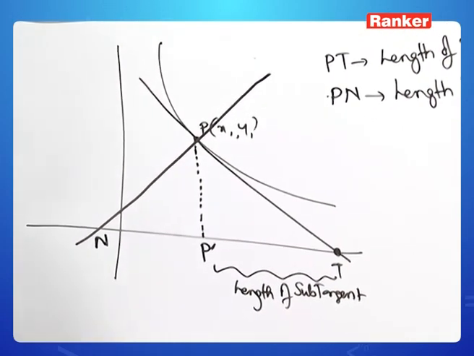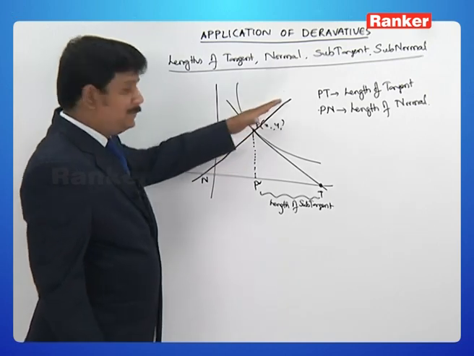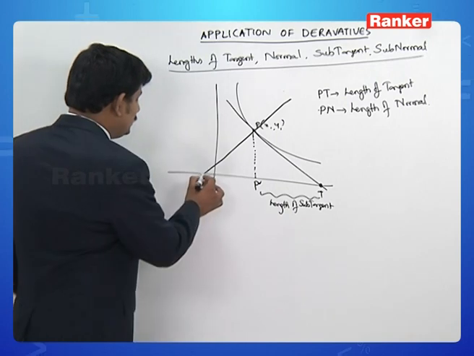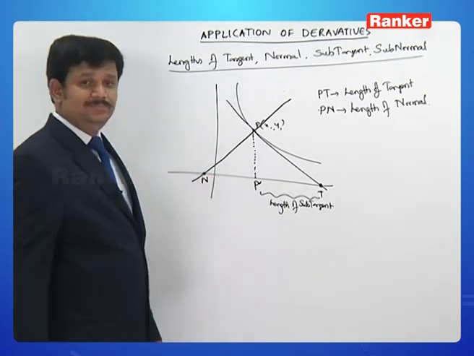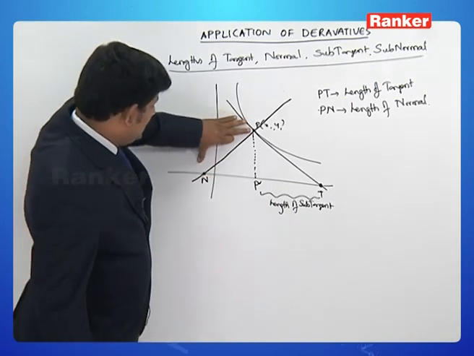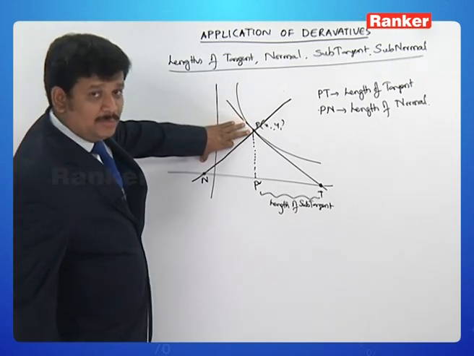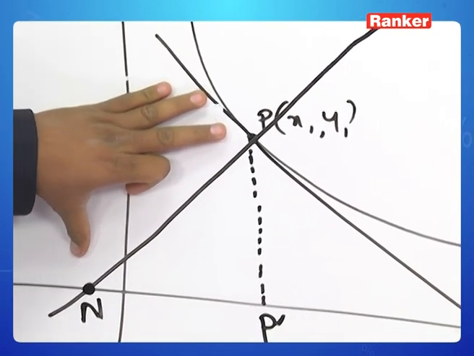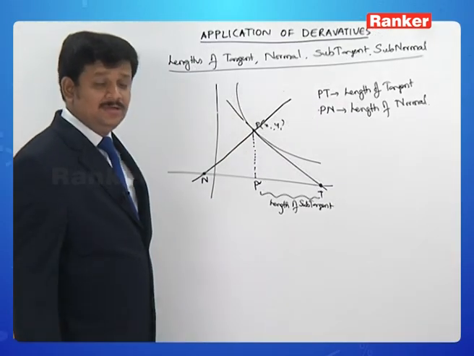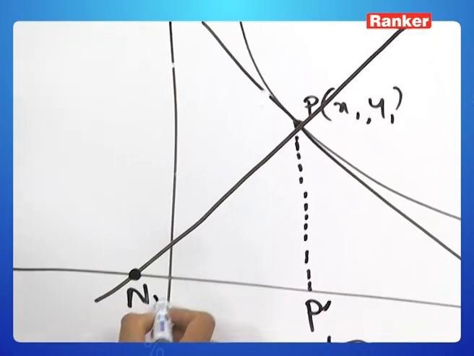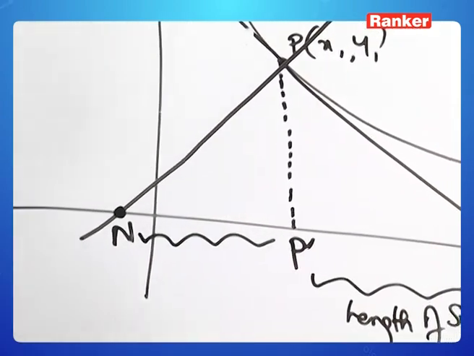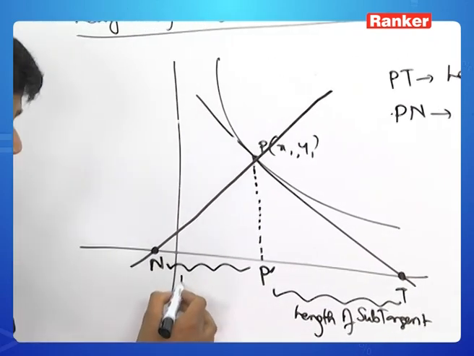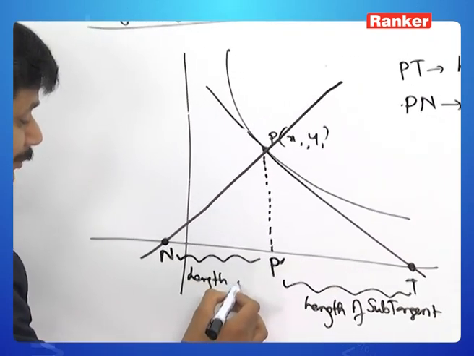To find length of subnormal, draw normal at P. Let's say the normal cuts x-axis at N. The length PN we already discussed, it is called length of the normal. Projection of length of normal, projection of PN on x-axis, is called length of subnormal. P dash N is called length of subnormal.